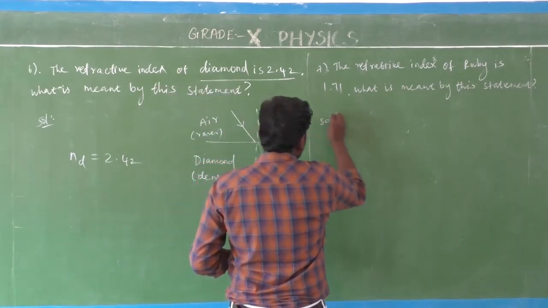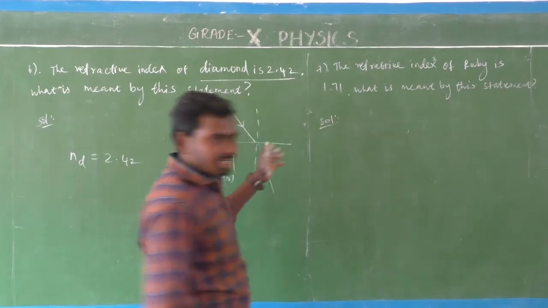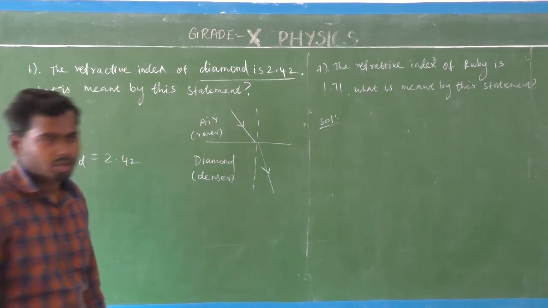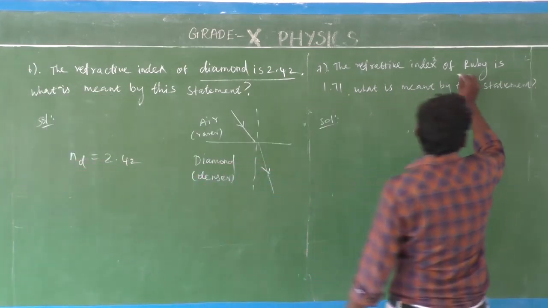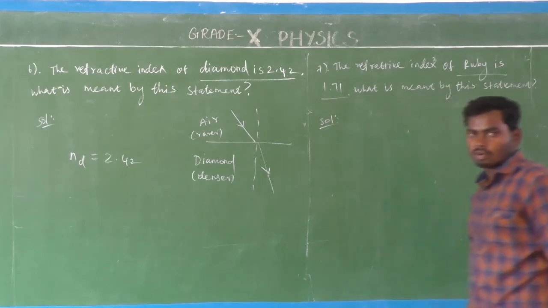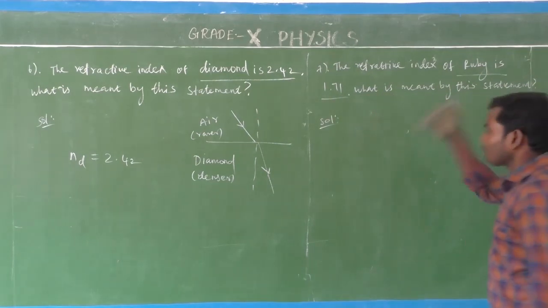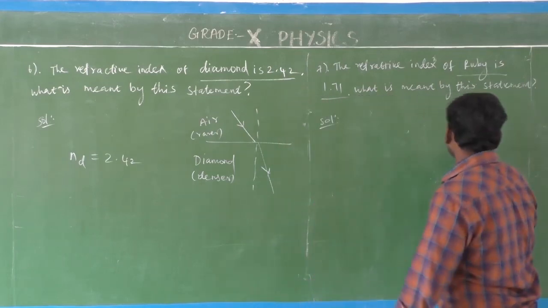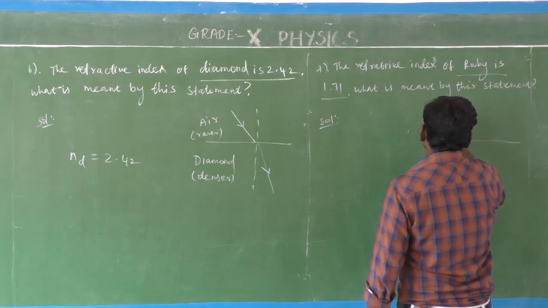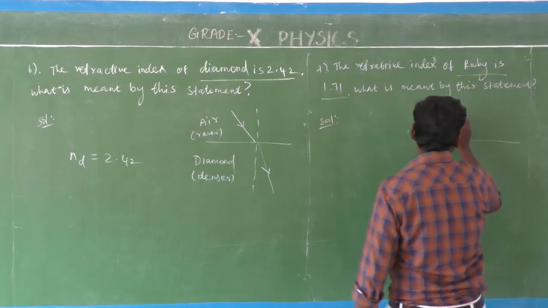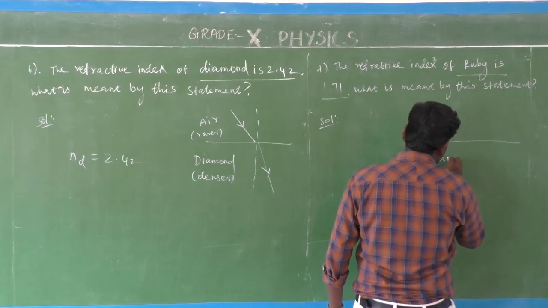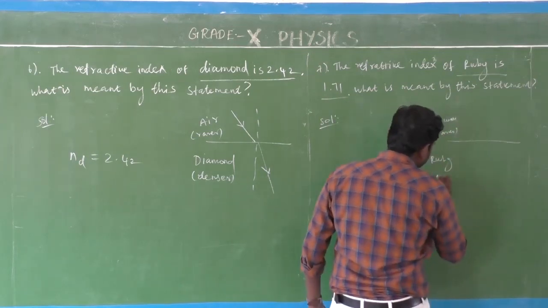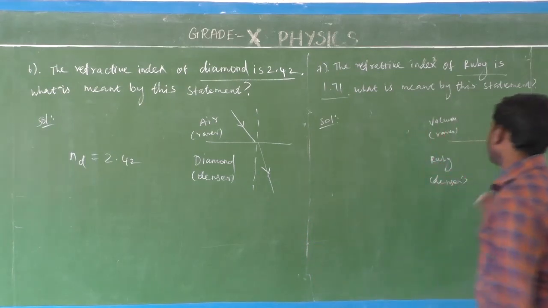Yes. So listen. Like the previous question, the answer to this question is also the same. The refractive index of ruby is 1.7. So what is meant by this statement? Ruby is also one of the transparent materials. So there are two media. The first medium is vacuum, which means air medium. This is the ruby medium. Vacuum is the optically rarer medium. This is the denser medium.